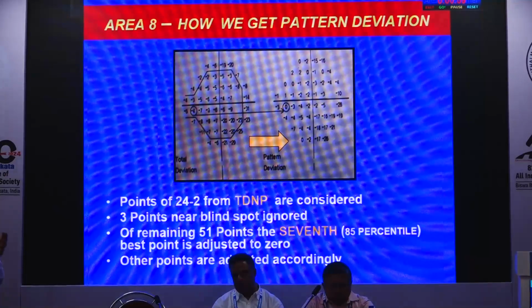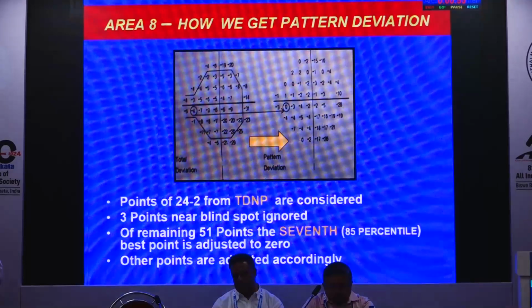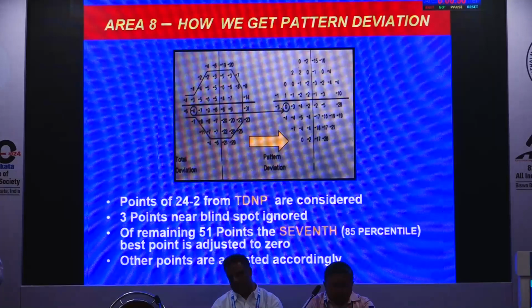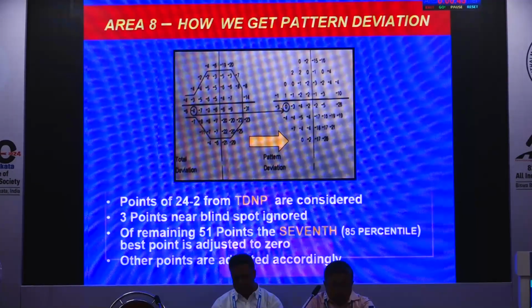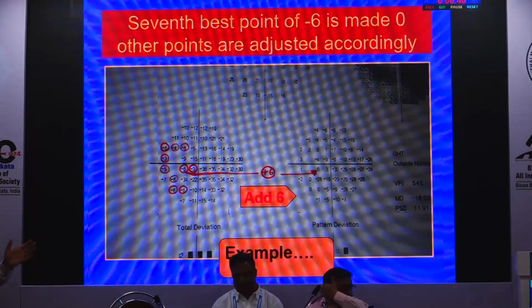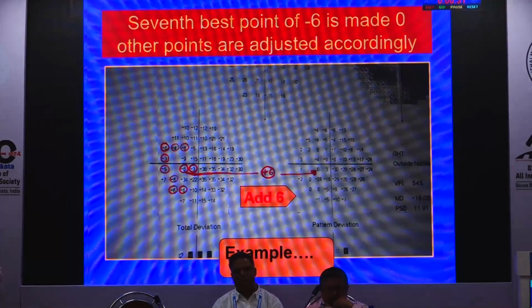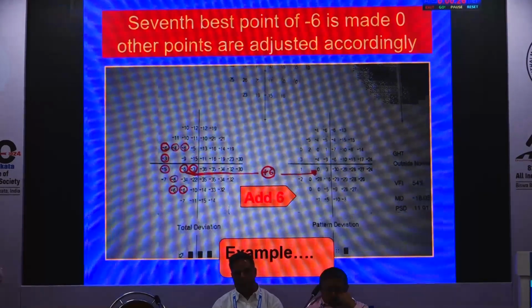And how it is done basically is that in the 24-2, which has got 54 test points, 3 test points near the blind spot are ignored, and of the remaining 51 points, the 7th best point is adjusted to 0 and the other points are accordingly adjusted. For example, what we see here is that the 7th best point in this total deviation is -6. It has been adjusted by adding +6. It becomes 0 on the pattern deviation, and accordingly the other points, like just beside -6 we have -3, becomes 3. So this is how it is adjusted.